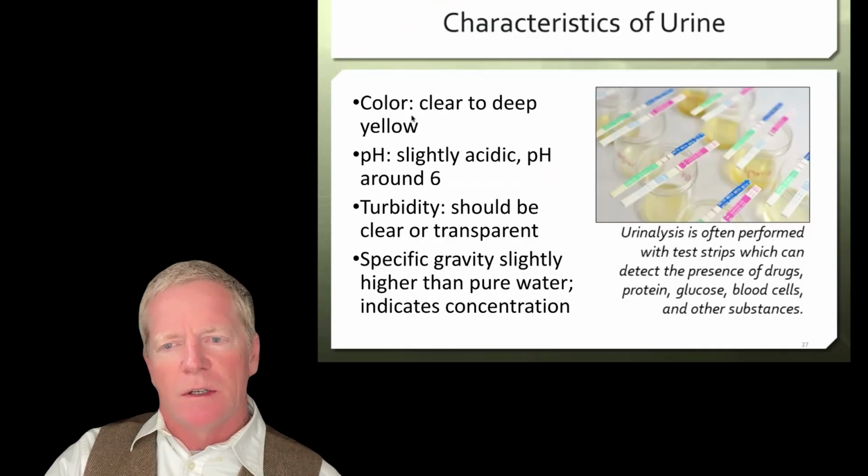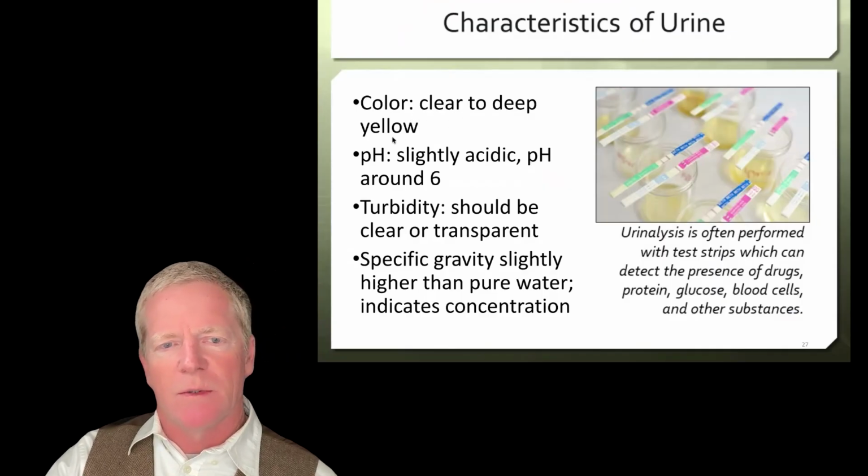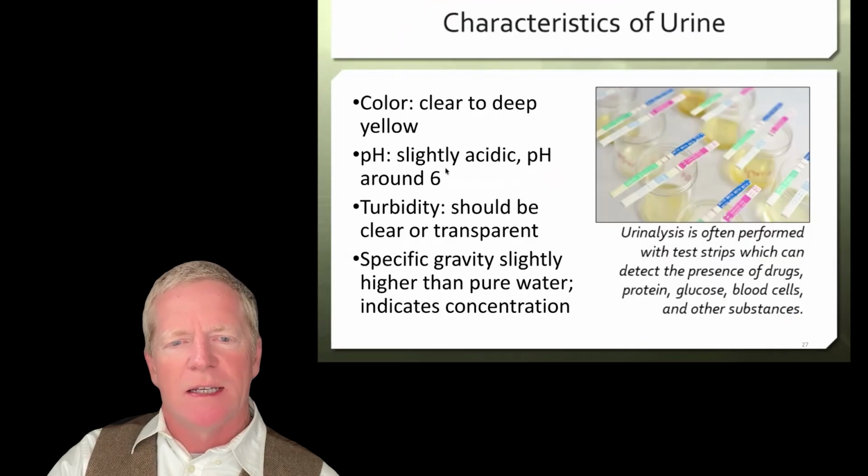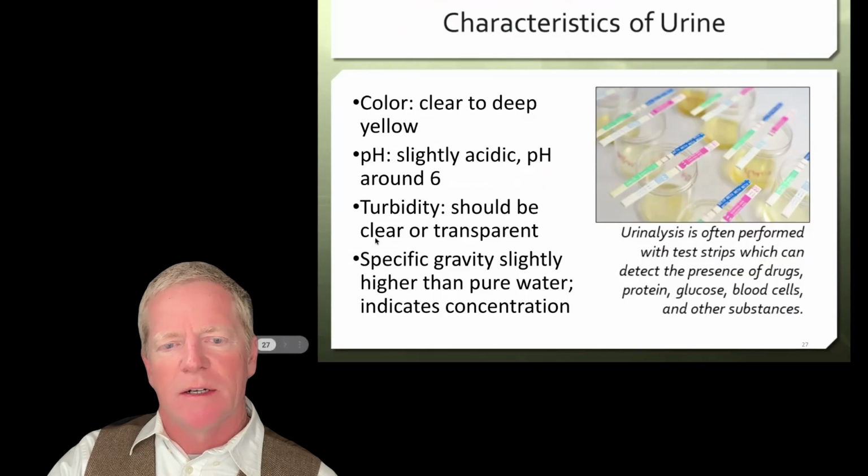Urine changes in color or has colors from clear through a very deep or dark yellow, sometimes almost brown. It's slightly acidic in pH, usually around pH 6. It should be clear or transparent, it should not be cloudy. And it has a specific gravity that's slightly higher than water.